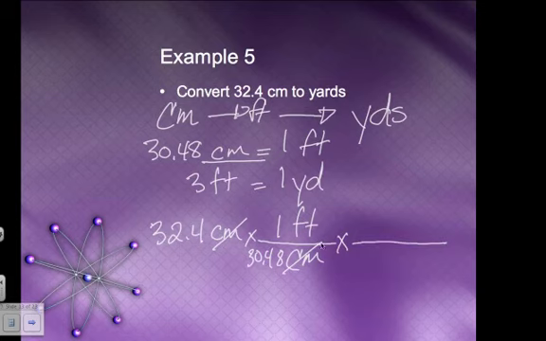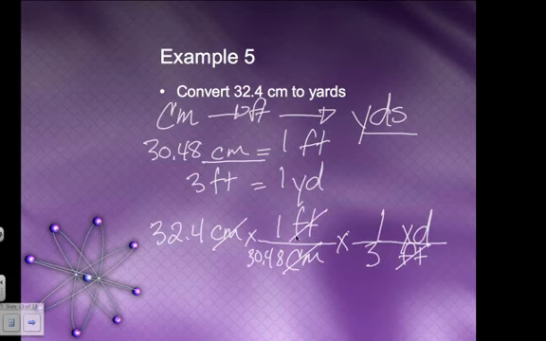Now I'm going to do my second step to get rid of the feet. So again, my feet are on the top here. I'm going to put it at the bottom. So feet at the bottom so I can cancel it out. And yards at the top because I'm trying to get to yards. I've already gone from centimeters to feet. So there are 3 feet and 1 yard. And now my feet cancel.